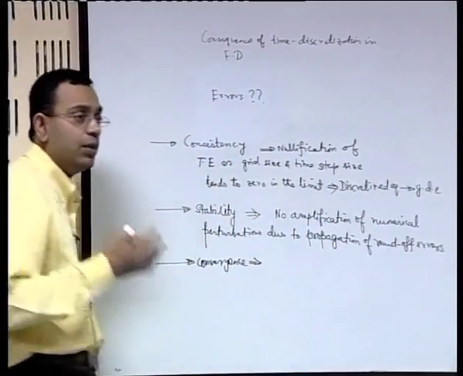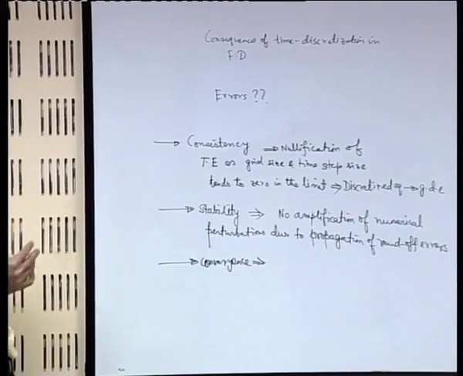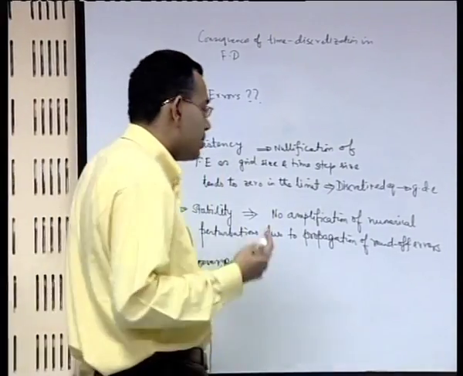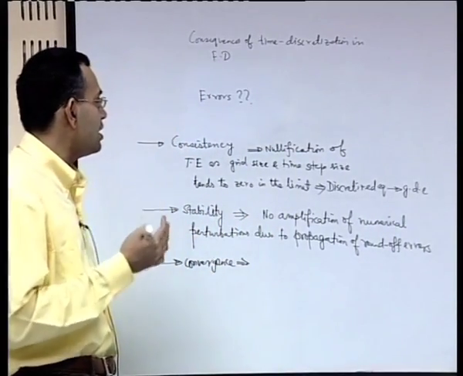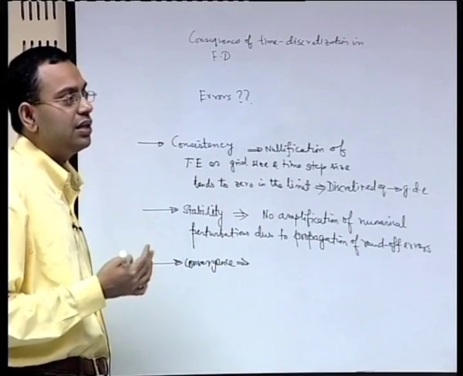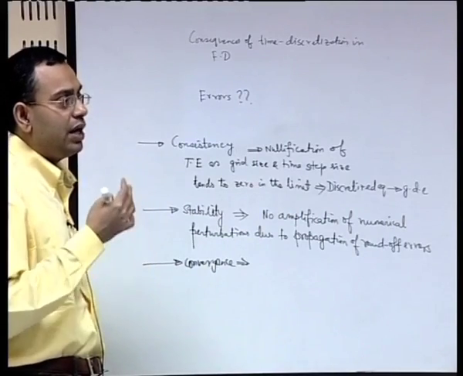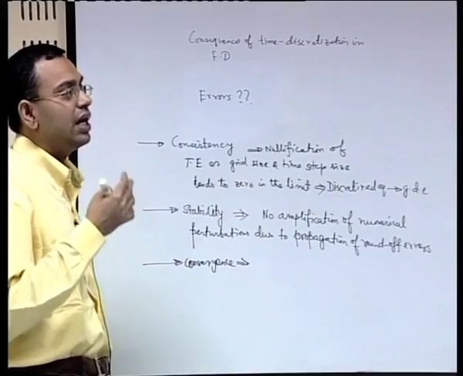This is the ultimate goal that we have for a numerical solution, and the concept of convergence is that in the limit as the grid spacing and the time step size tend to 0, the numerical solution will tend to the exact solution.